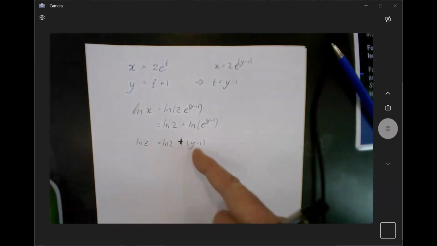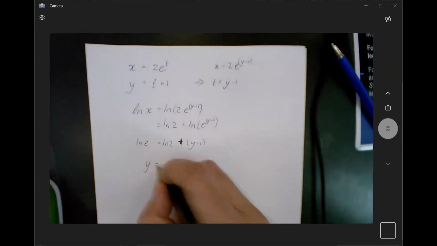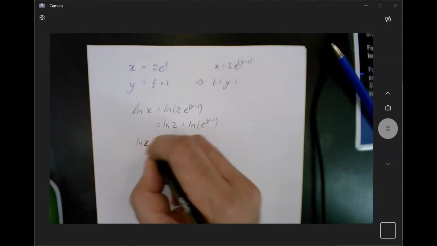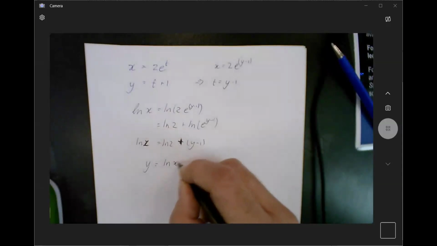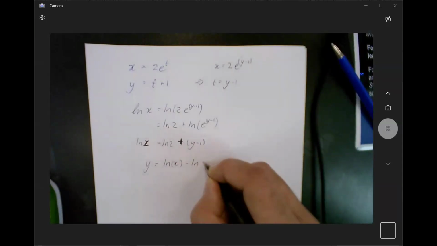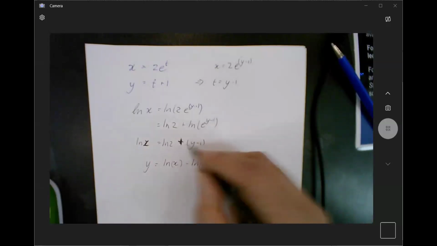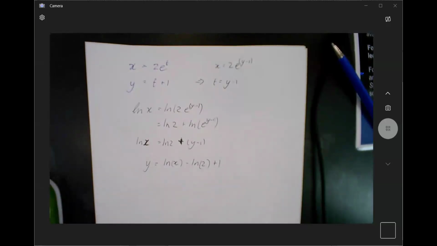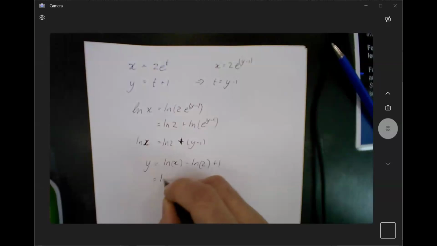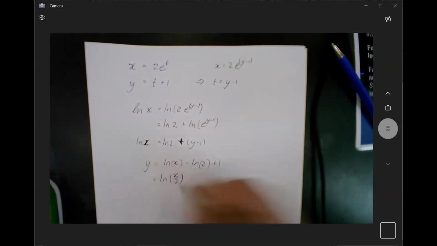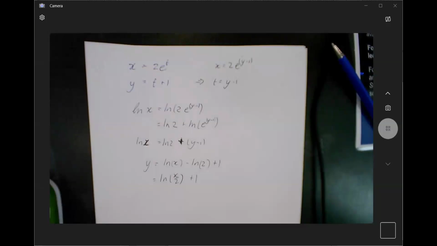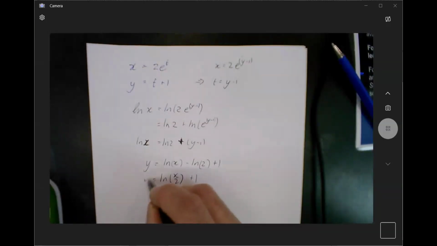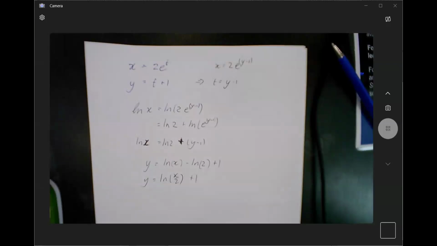So I've got my y here. I can actually write this as y is equal to ln of x minus ln of 2 plus 1. Now, if this was me, I would go, oh, I've got an ln minus an ln. I can write that as ln of x on 2, plus 1. And so now I've got a formula which has y as a function of x.